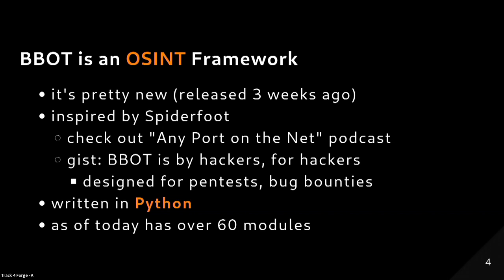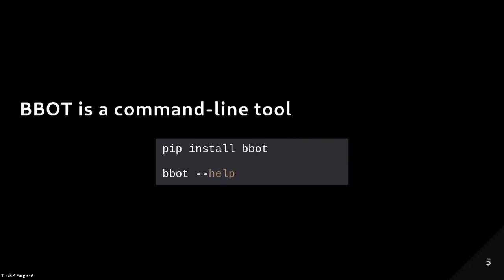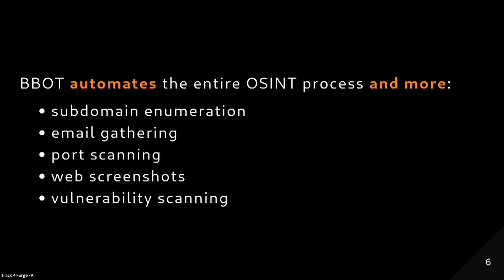BBOT is written in Python. As of today, it has over 60 modules and it's a command line tool. Since it's written in Python, you can just do pip install BBOT and then you're good to go with that BBOT command line utility. BBOT automates the entire OSINT process and more, all the way from the beginning for things like subdomain enumeration, email gathering, port scanning, web screenshots, all the way up to vulnerability scanning.